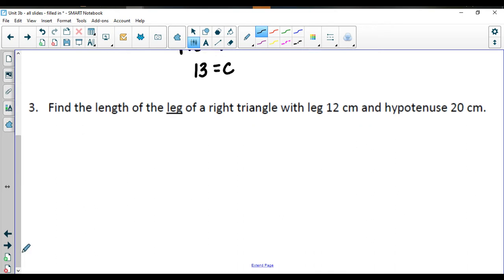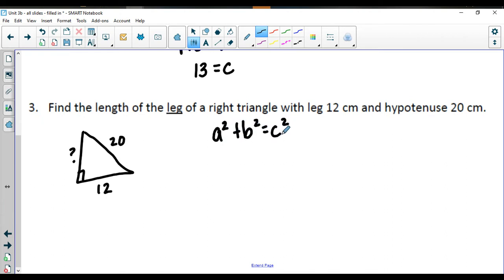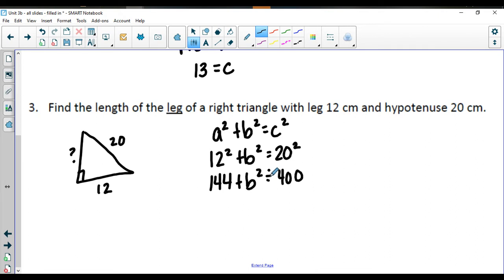Number 3, find the length of the leg of a right triangle with a leg of 12 and a hypotenuse of 20. So leg of 12, hypotenuse of 20, and we're looking for the other leg. So we have a squared plus b squared equals c squared. So we have 12 squared plus b squared equals 20 squared, or if you did a squared plus 12 squared, it doesn't matter. 144 plus b squared equals 400.